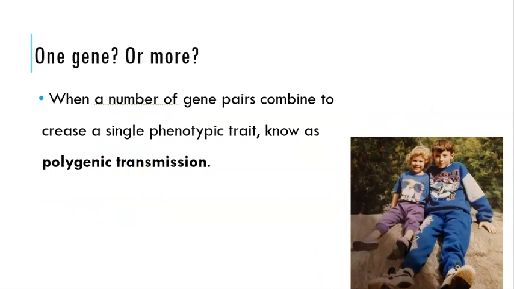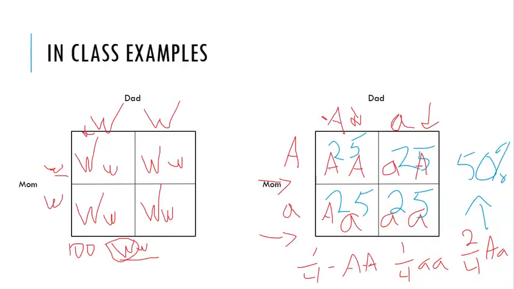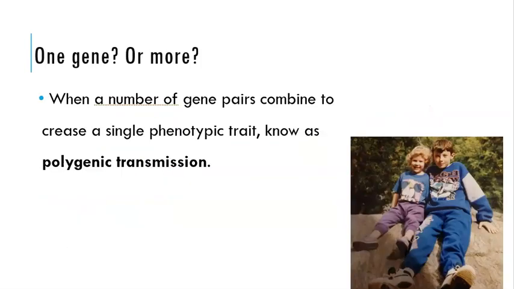Now, this is just if a certain characteristic is controlled by one gene. There are some traits, such as skin color or eye color, that are controlled by multiple genes, and that's what we call polygenetic transmission. That's really all I need you guys to remember about this. Some traits or phenotypes are controlled by one gene, and that's where we can use these squares. But there are some phenotypes, or phenotypic traits, that are controlled by multiple genes.